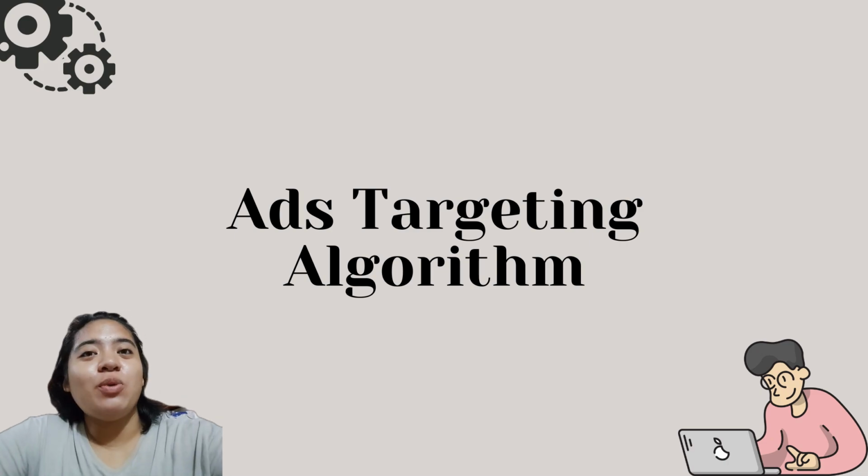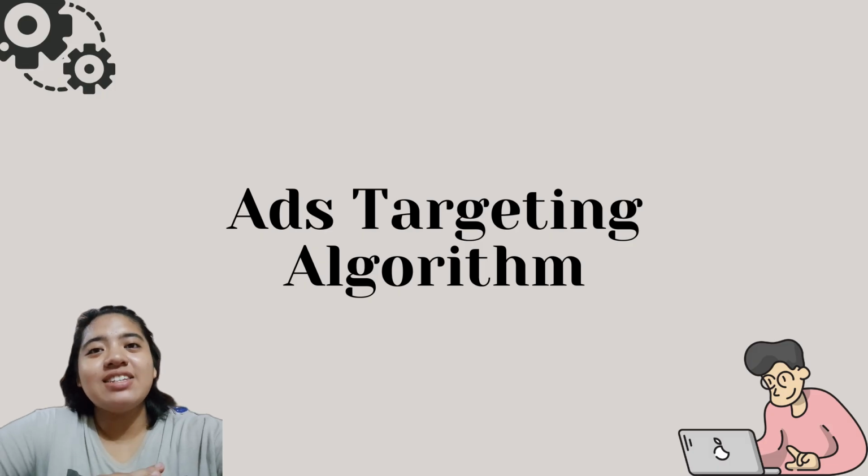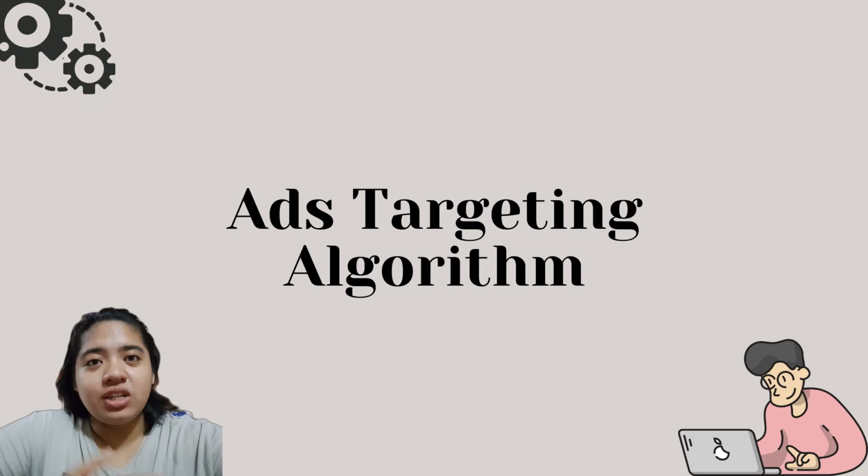Everyone. Today we're going to talk about ad targeting algorithms and how they're used in digital advertising. In the past, advertising was mostly done through newspapers, TV, or with the help of ad agencies. But now, with the internet, advertising has changed a lot. Big online platforms like Google and Facebook play a huge role in this change.